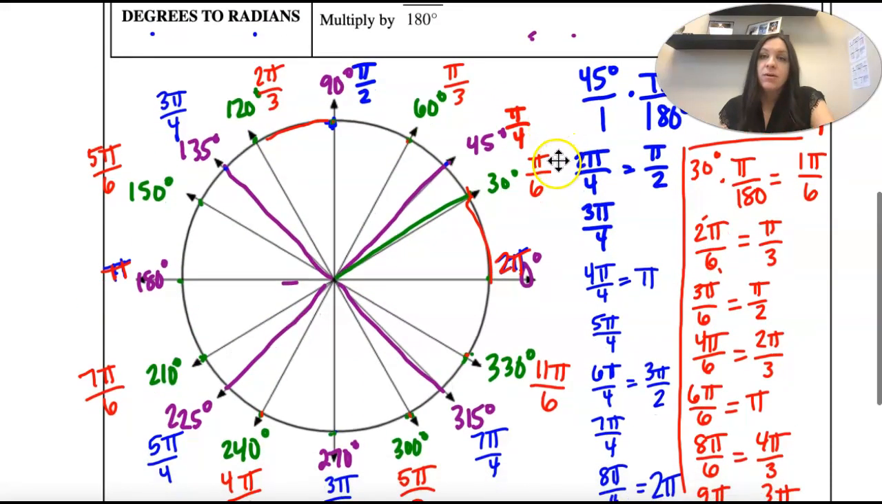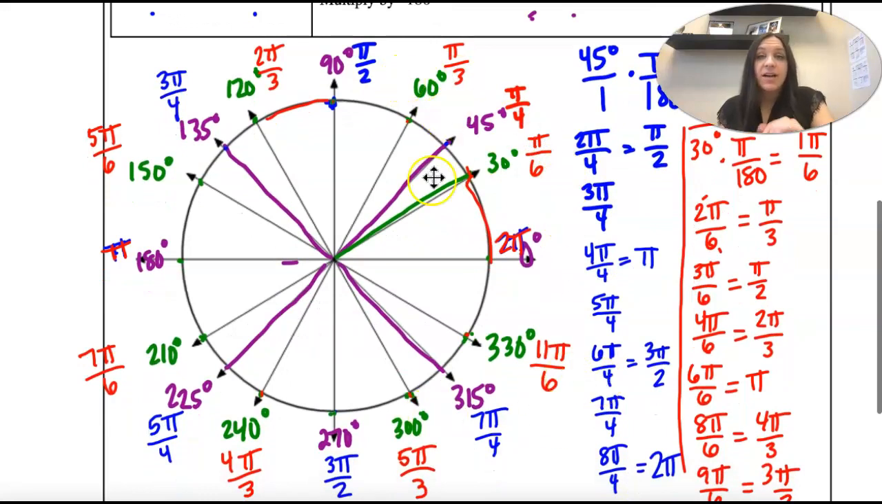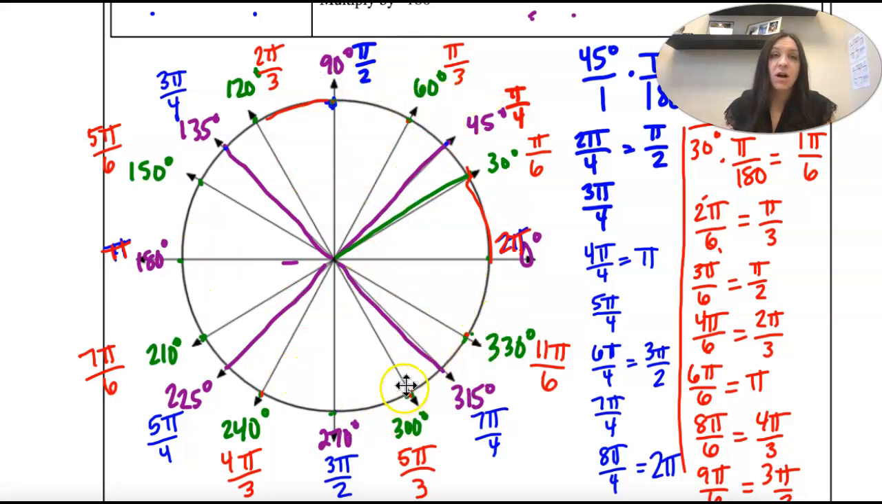Okay, so if you're in a calculus class, you have to memorize this. This is very common. We're going to use it a lot. I just want you to have a copy that you're going to refer to. Okay, so this is the unit circle. Everything in degrees, everything in radians.